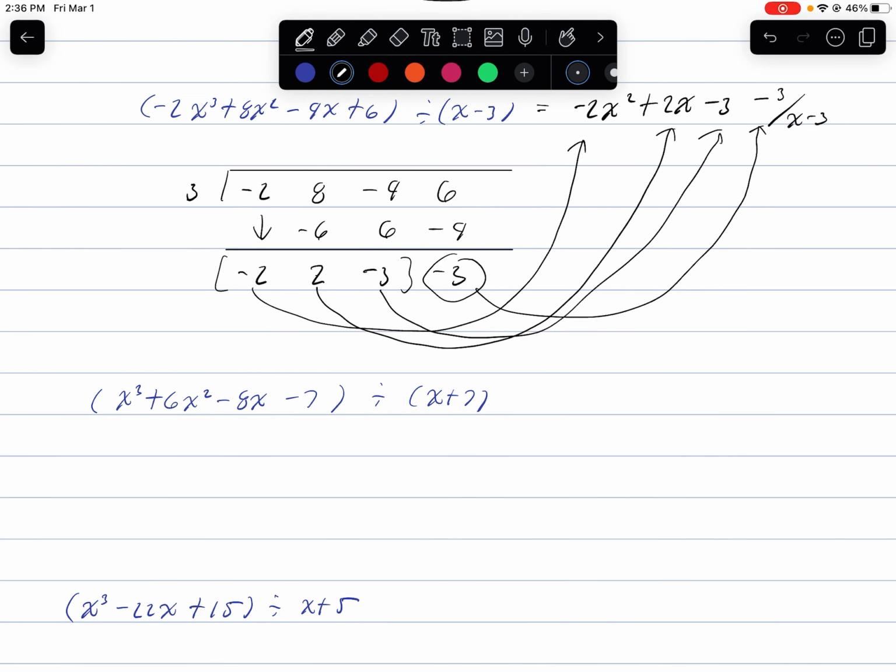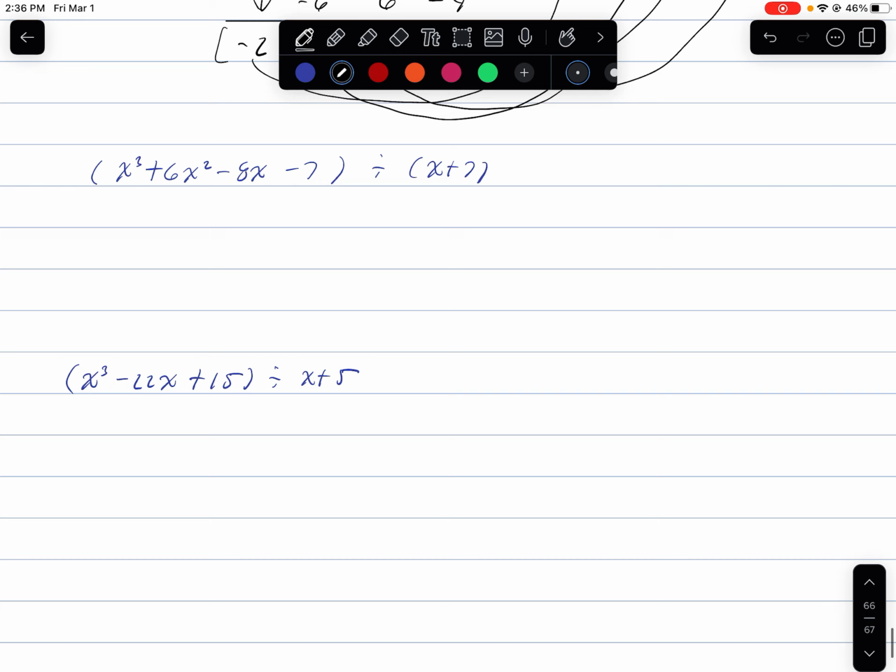So hopefully you agree, this is actually pretty neat. It's a lot faster than doing polynomial long division if you're given the right circumstances. Okay, how about this one? Here we have x to the third plus 6x squared minus 8x minus 7 divided by x plus 7.